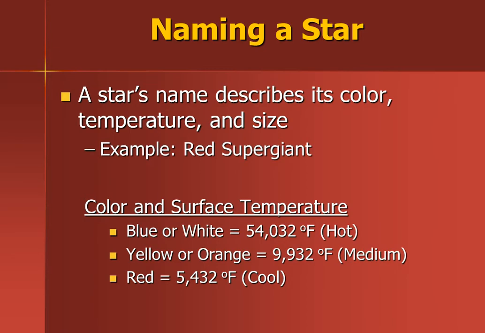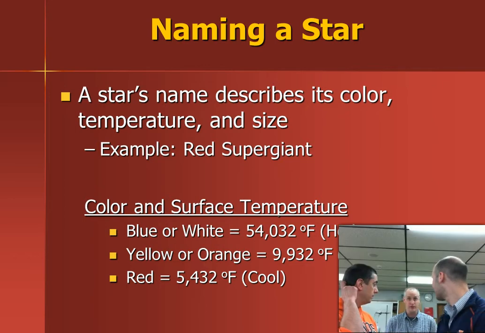And the color changes with regards to the temperature of the star. Some of the hotter ones are going to be blue or white. You're going to see those around 54,000 degrees Fahrenheit. And then yellow or orange, a little bit cooler, still ridiculously hot, about 10,000 degrees Fahrenheit. And then you're going to have the cooler, older, bigger stars that are red. They're burning cool as far as we're concerned, relatively speaking, about 5,500, 5,400 degrees Fahrenheit.